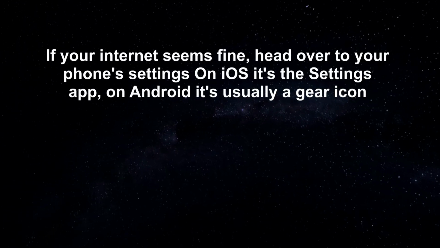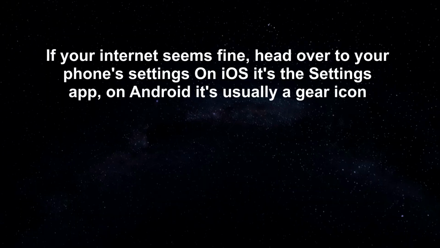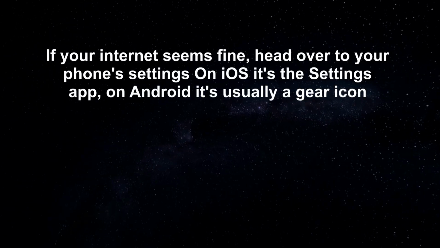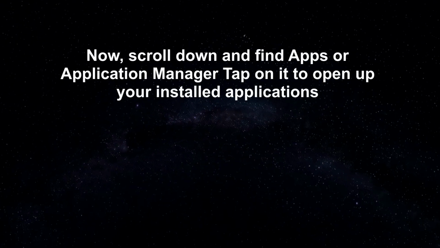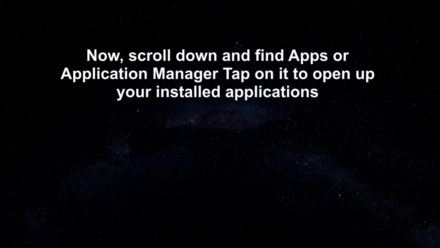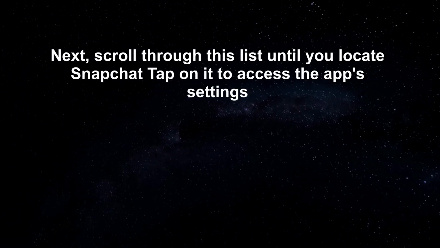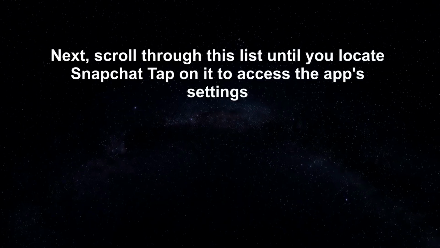If your internet seems fine, head over to your phone settings. On iOS, it's the Settings app. On Android, it's usually a gear icon. Now scroll down and find Apps or Application Manager. Tap on it to open up your installed applications. Next, scroll through this list until you locate Snapchat. Tap on it to access the app settings.